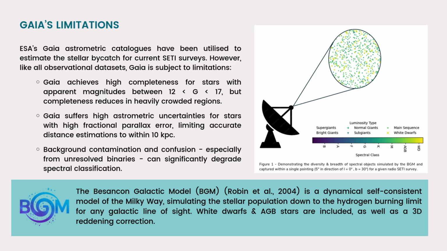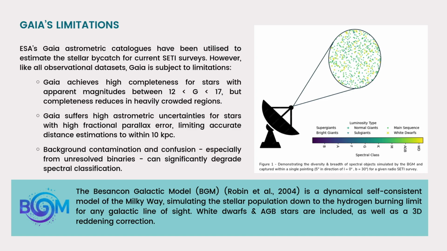So we can use astrometric catalogues such as Gaia to estimate the stellar bycatch, but this is subject to limitations. For example, the magnitude limits, astrometric uncertainties, and confusion in densely populated regions. Therefore, we propose the advantages of using galactic synthesis models to simulate the full extent of the stellar bycatch.